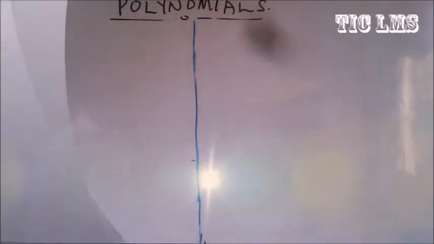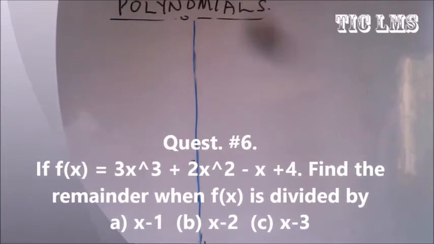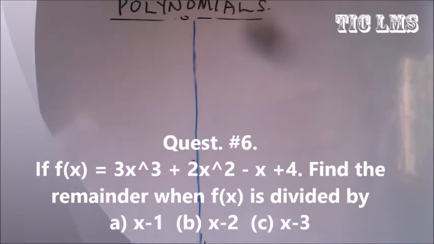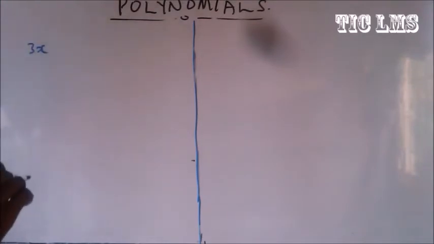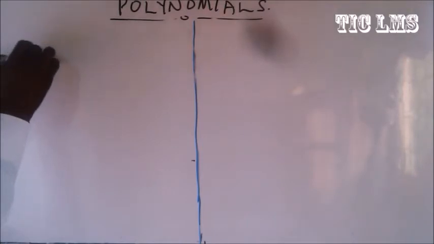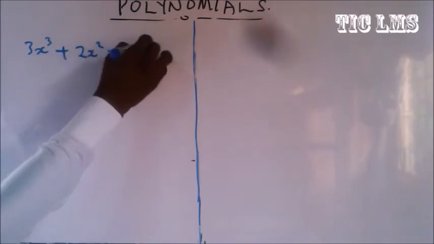Next question says, find the remainder when f of x, which is equal to 3x raised to the power 3 plus 2x squared minus x plus 4, is divided by a, x minus 1, b, x minus 2, and c, x minus 3. In this question, the way we find the remainder is by dividing f of x by the factors given. We're going to get that done using two methods. Here we have 3x raised to power 3 plus 2x squared minus x plus 4.